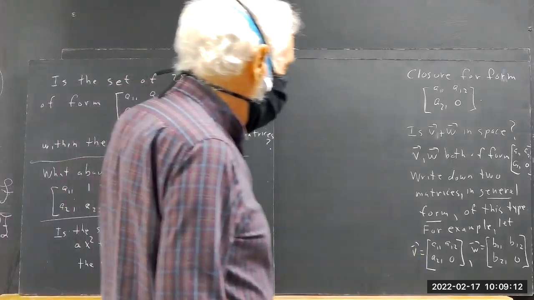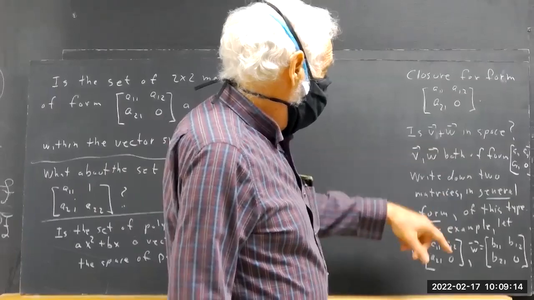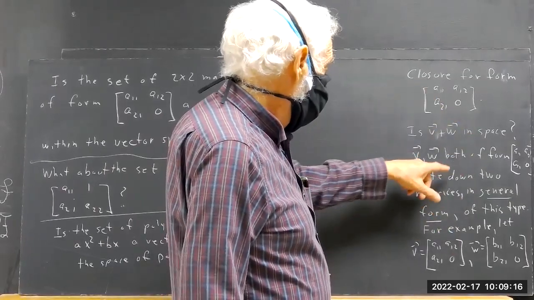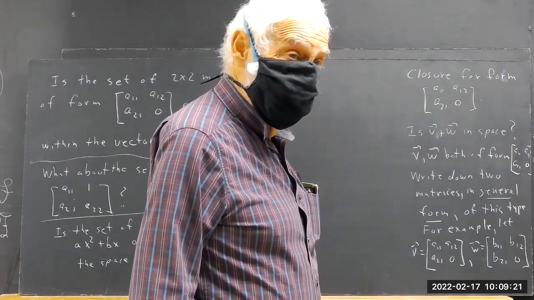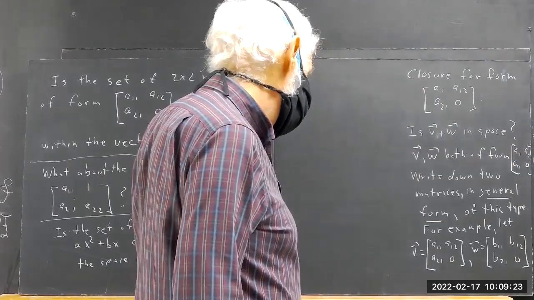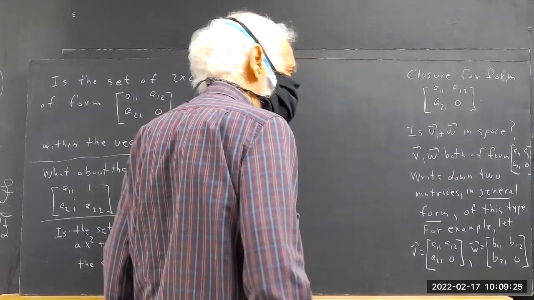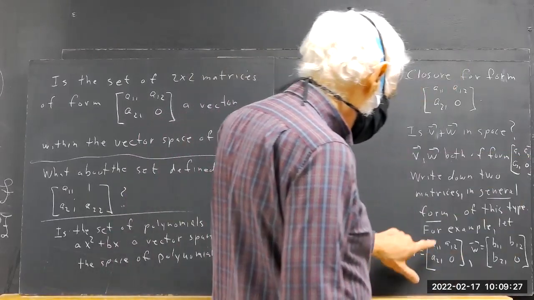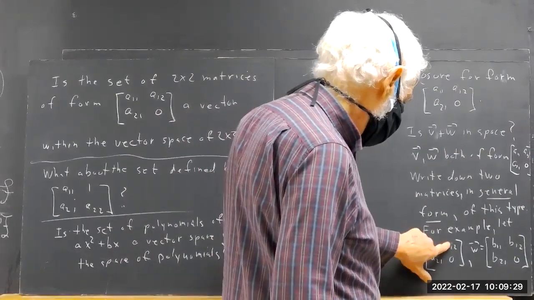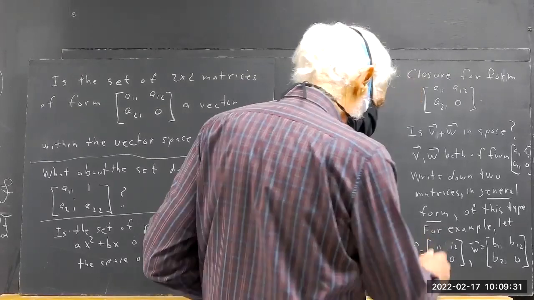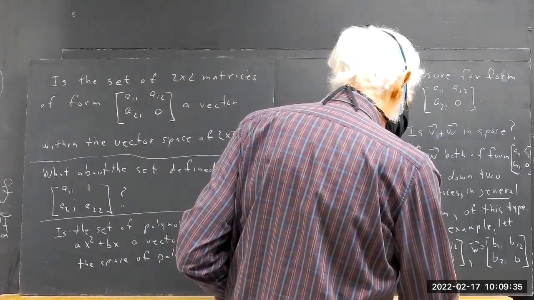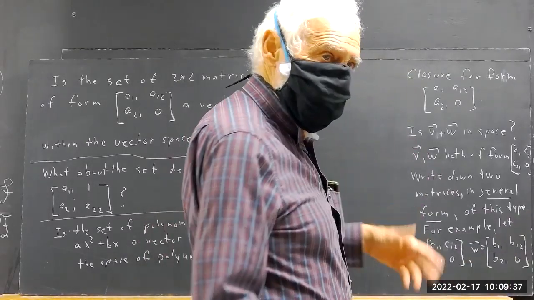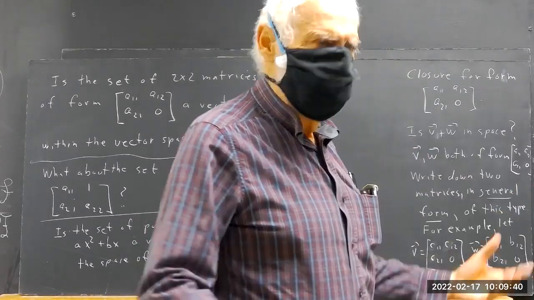Now, the question is, is V plus W in this case? That means, does V plus W also have this form? And since the form uses A's, I kind of hesitated to use A's here. I couldn't think of a good reason not to, because I wasn't thinking. I'm going to call this one C11, C12. Usually we go in alphabetical order.